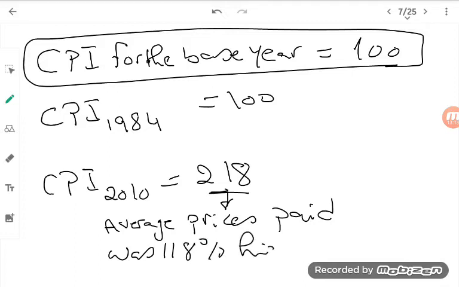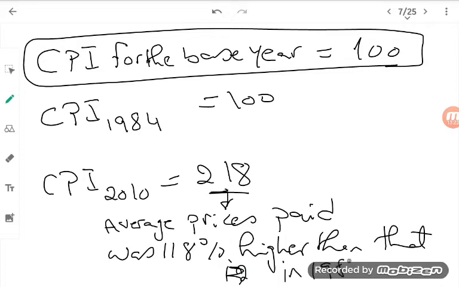higher than that in 1984. Once again, 218 means that in 2010 the average prices paid by urban consumers were 118% higher than what was paid in 1984.